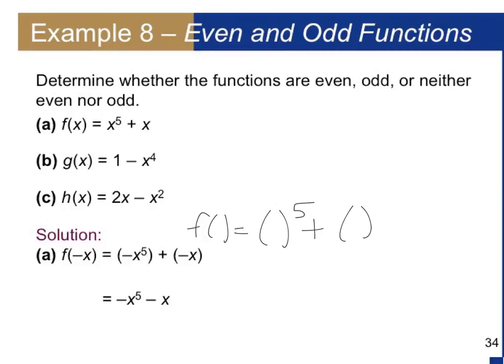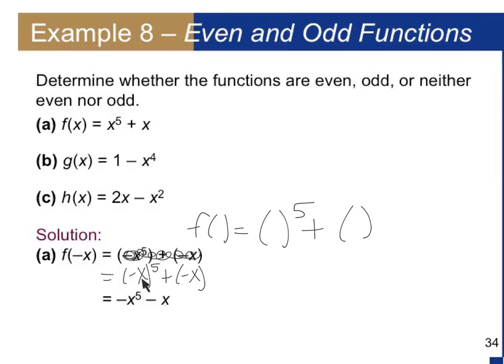This actually is written wrong. It should be minus x to the 5th. So let me rewrite that. That should be minus x in parentheses to the 5th plus minus x. Okay. So let's scratch that. Okay, so put in minus x here and here, wherever you see the parentheses.